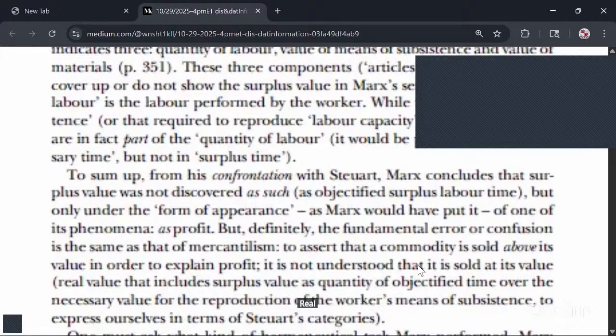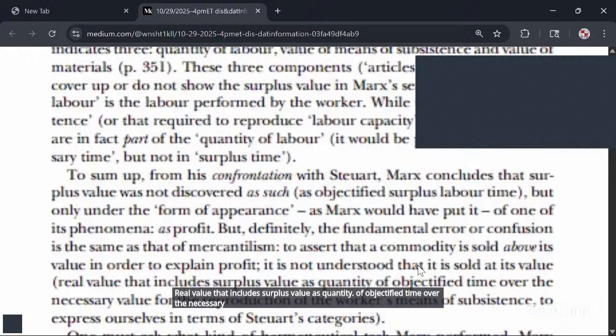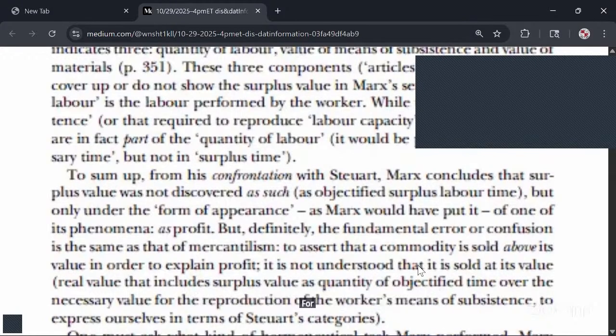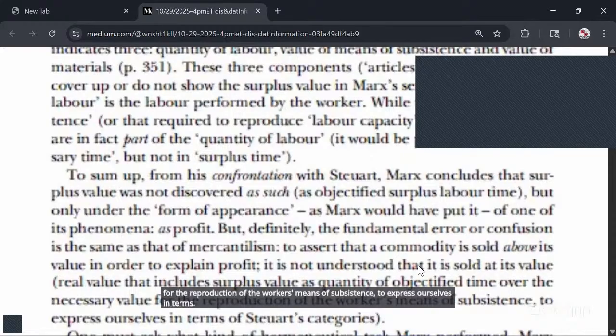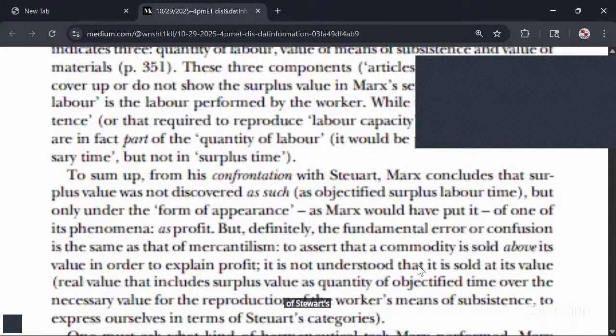Real value includes surplus value as quantity of objectified time over the necessary value for the reproduction of the worker's means of subsistence, to express ourselves in terms of Stewart's categories. And that may be a little confusing, so we'll come back to that.